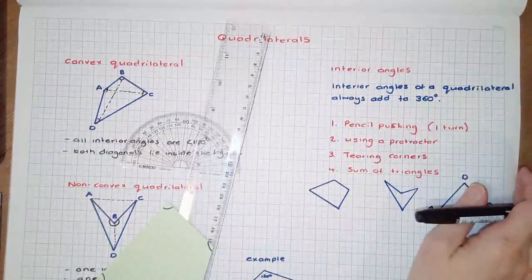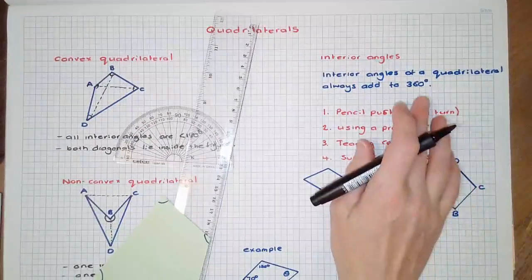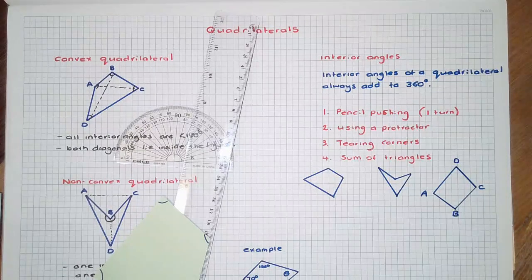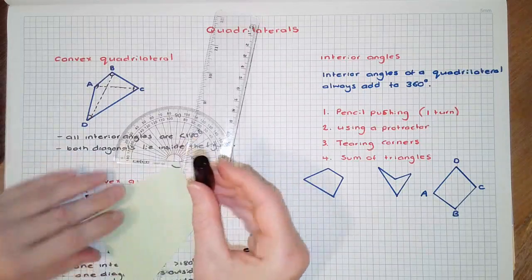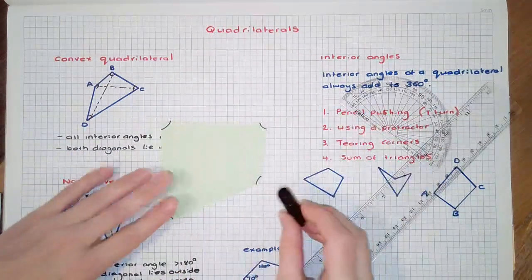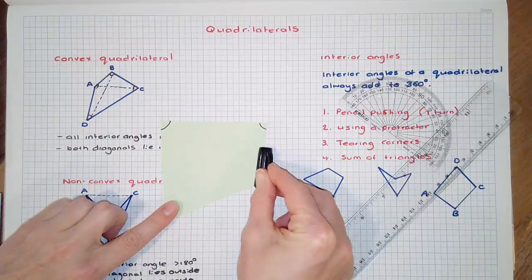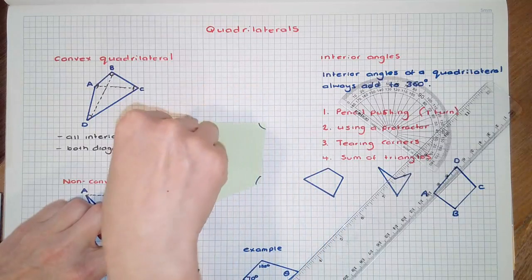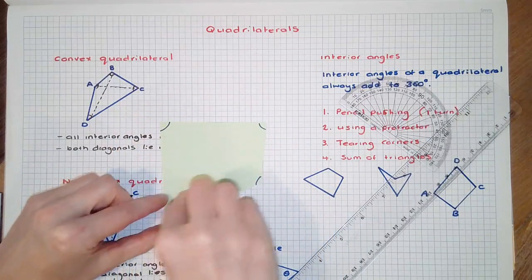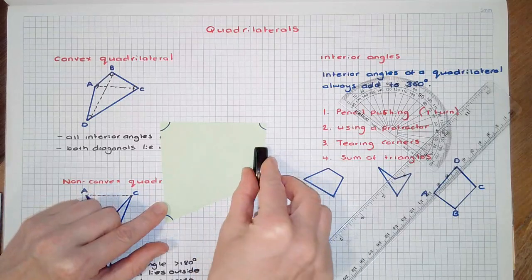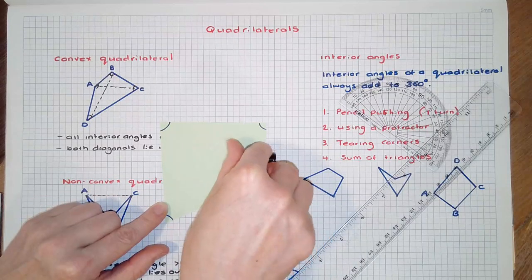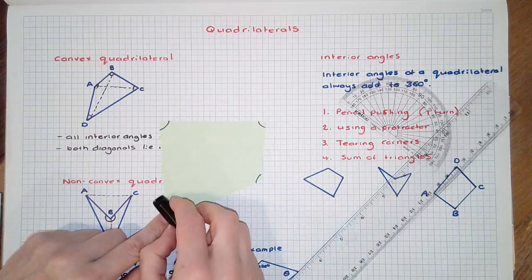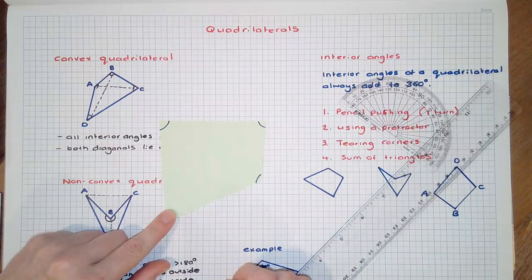The interior angles of a quadrilateral always add to 360 degrees, and this can be demonstrated in a few ways. Firstly, by pencil pushing. If we take this pen lid as facing up, and here I have a quadrilateral I've pre-cut, and I'm going to start at this angle. If I trace the shape going up, across, down, and finish back where I start, you can see that the pen lid actually did a 360 degree turn, or one full turn, demonstrating that the angles add to 360 degrees.